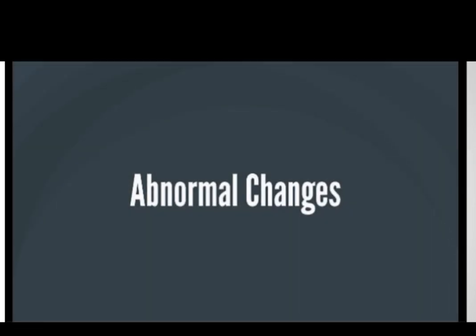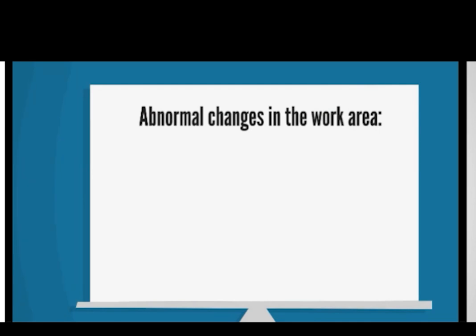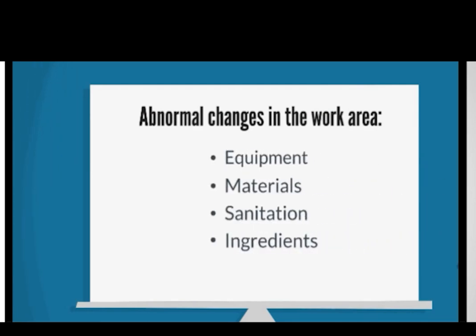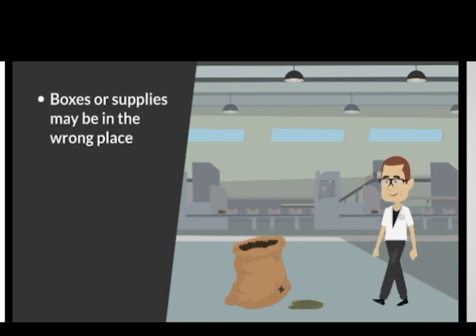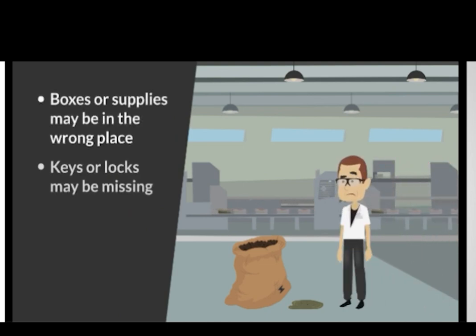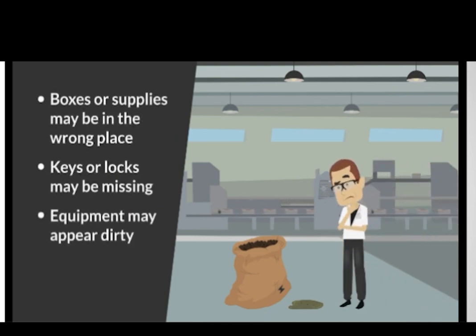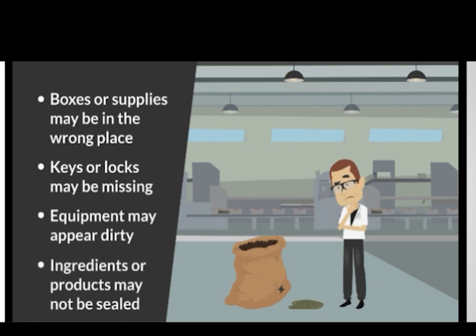Abnormal changes. Abnormal changes in the work area, such as to the equipment, materials, sanitation, ingredients, and products, may be indicative of an act of intentional adulteration. Boxes or supplies may be in the wrong place, keys or locks may be missing, equipment may appear dirty, or ingredients and products may not be sealed in their respective containers.